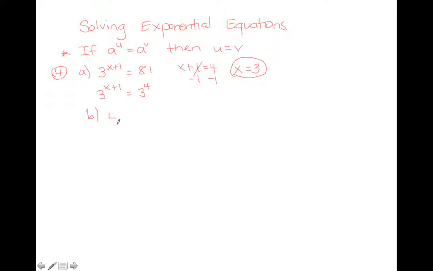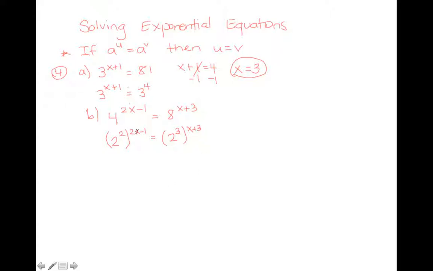All right, let's try this one. 4 to the 2x minus 1 is equal to 8 to the x plus 3. Okay, so I want to look at the bases 4 and 8. 8 cannot be written as a power of 4, so I want to break both of these down to a different base. So I'm going to use base 2, so 4 in terms of powers of 2 would be 2 squared, to the 2x minus 1. And then 8 in terms of powers of 2 would be 2 to the 3rd, to the x plus 3.